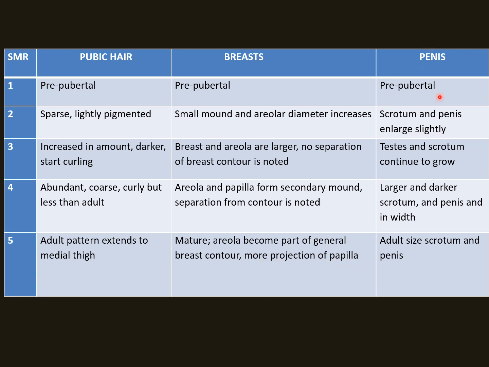For the penis, pre-pubertal stage 1, then scrotum and penis are enlarged slightly. In stage 3, the testes and scrotum continue to grow. Stage 4, larger and darker, and the penis will increase in width. Then stage 5 is adult size.